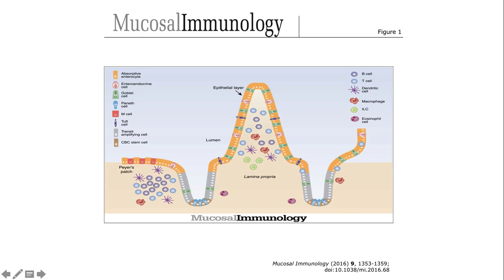The abundant intraepithelial lymphocytes are present in the intestine, with more than 90% of the intraepithelial lymphocytes in the small intestine, where they are mainly T cells, and as you can see, mainly CD8 T cells. That is in complete contrast to the lymphocytes that are present in the lamina propria, where they are predominantly B cells.